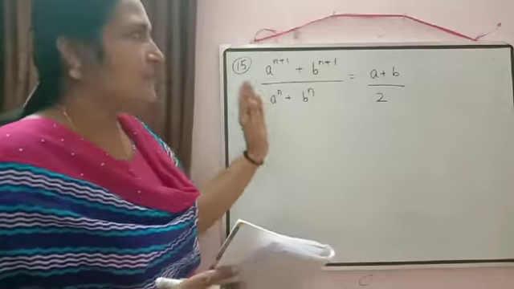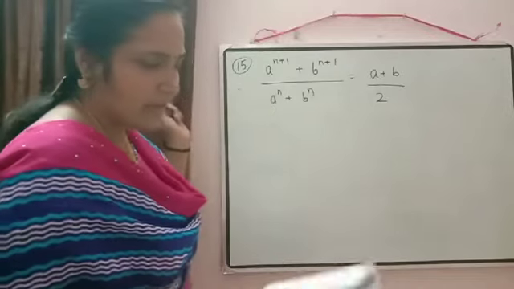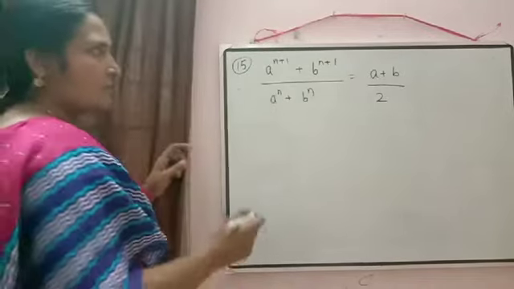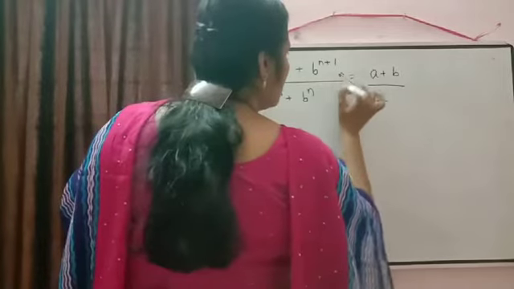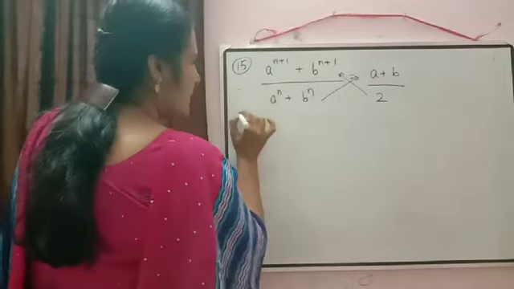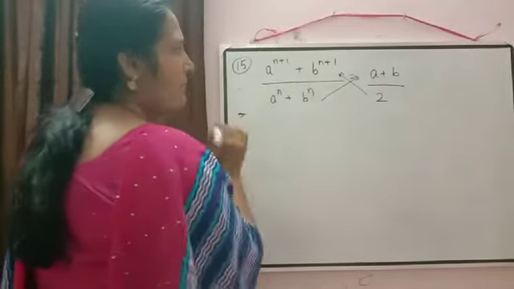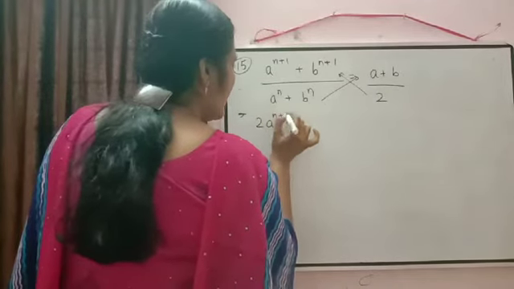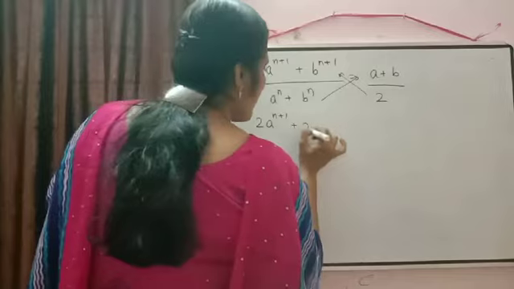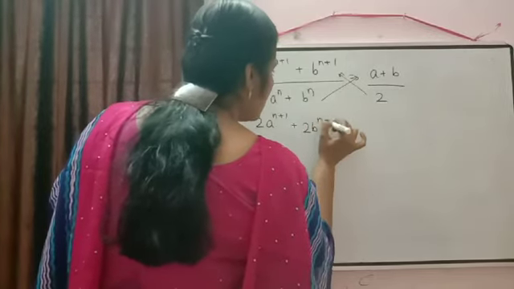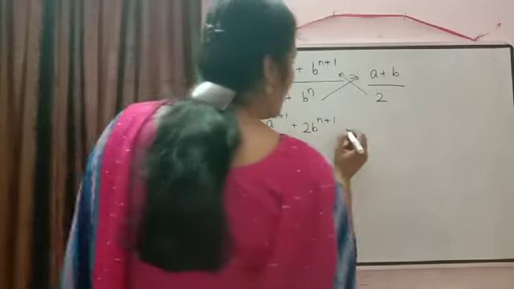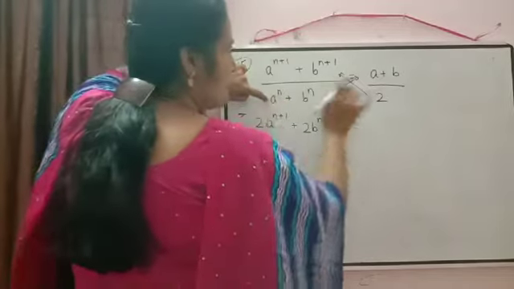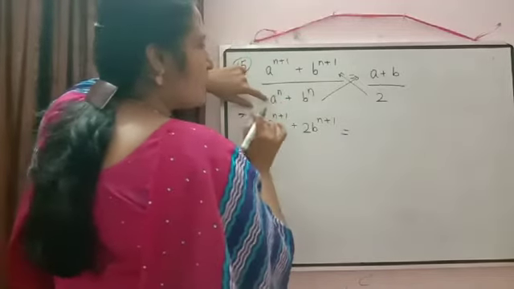Okay. Now we will simplify it and find the value of n. So first, what can we do? We can do the cross multiplication here. So 2 will be multiplied by both the terms. Then it will be equal to 2 into A raised to n plus 1 plus 2 into B raised to n plus 1 is equal to, now here A raised to n plus B raised to n will be multiplied by both the terms.